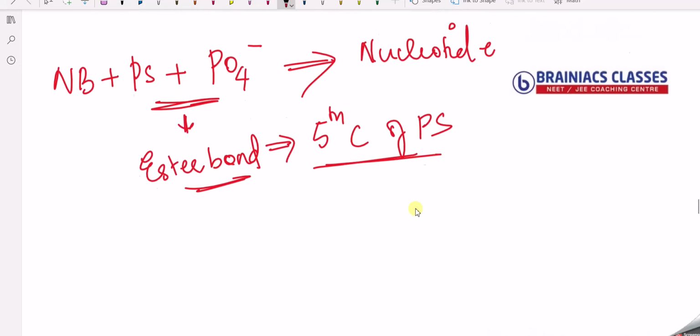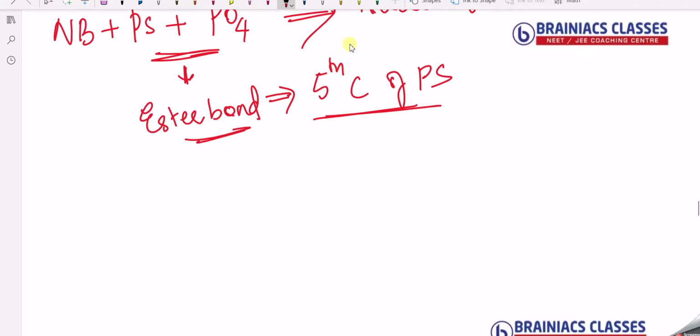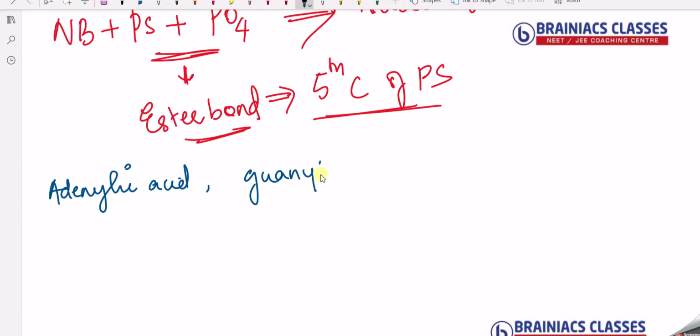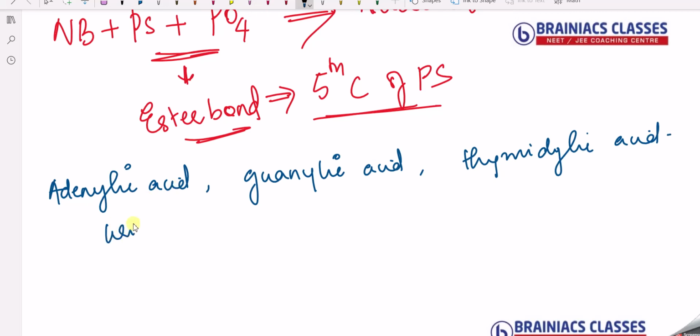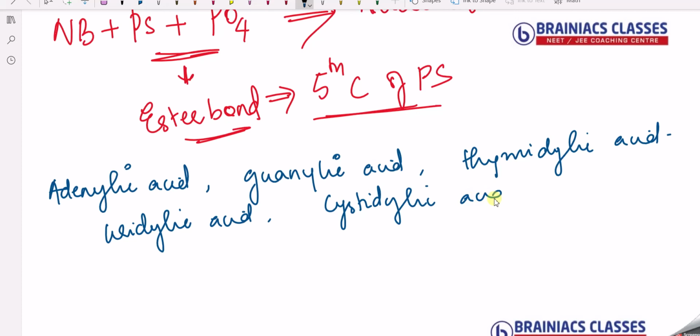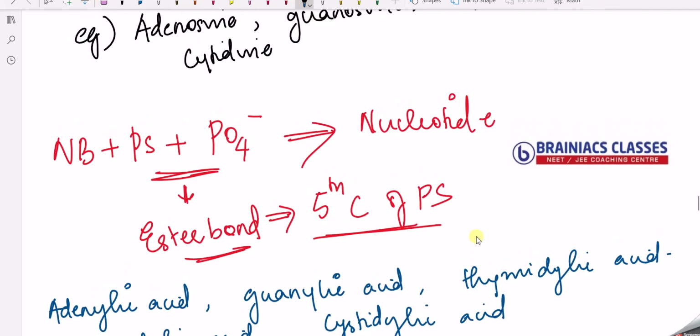Now, what are the examples of nucleotide? It is adenylic acid, then guanylic acid, thymidylic acid, uridylic acid, and cytidylic acid. Okay, these are the examples of nucleotide.